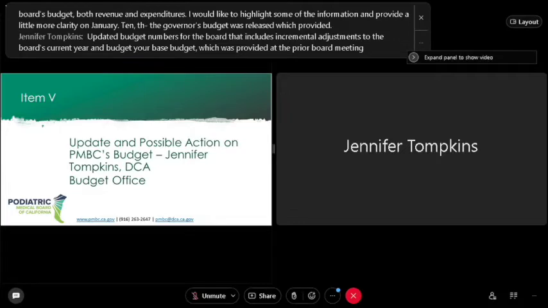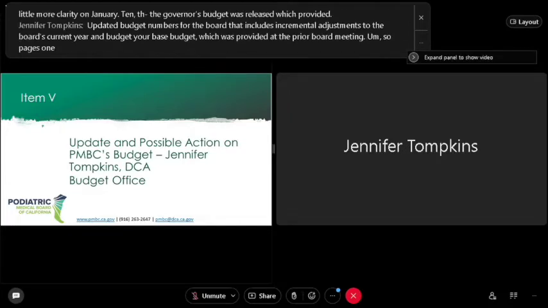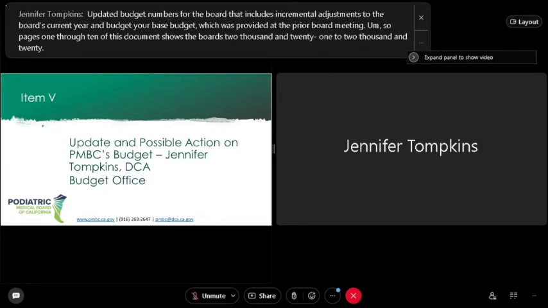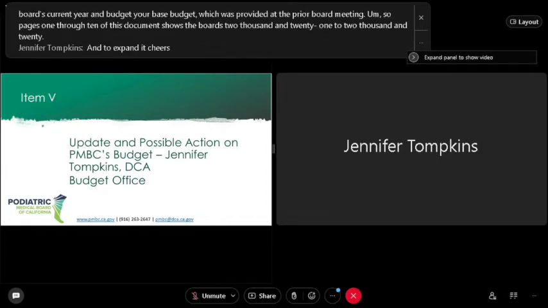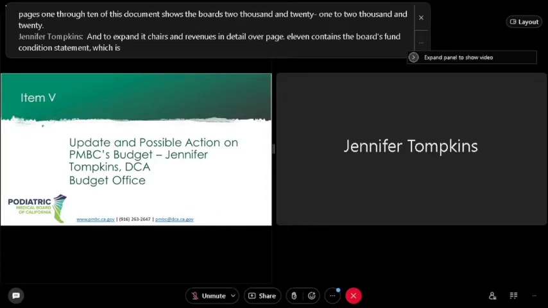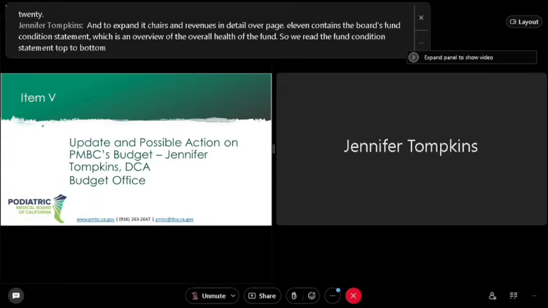So pages 1 through 10 of this document show the board's 2021 to 2022 expenditures and revenues in detail. However, page 11 contains the board's fund condition statement, which is an overview of the overall health of the fund. So we read the fund condition statement top to bottom, then left to right. The left column is the past year.